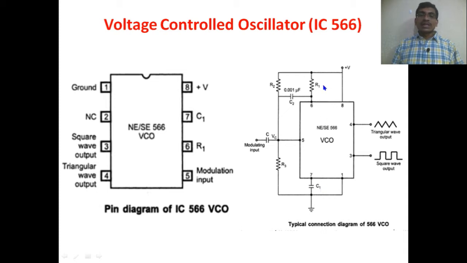Here R1 and C1 are the external resistor and capacitor used to set the frequency. At pin number 5 we apply the modulating input, and from the fourth pin we get the triangular wave output, and from the third pin we get the square wave output. So this VCO IC can generate the square wave as well as the triangular wave.